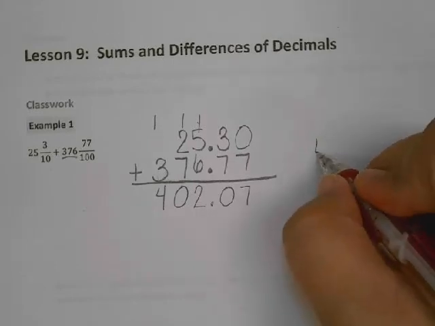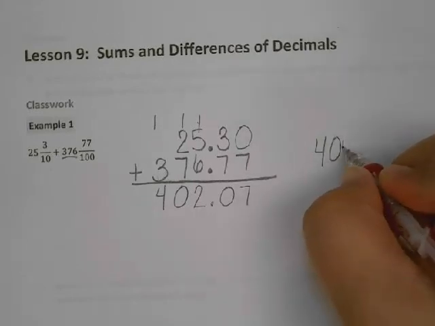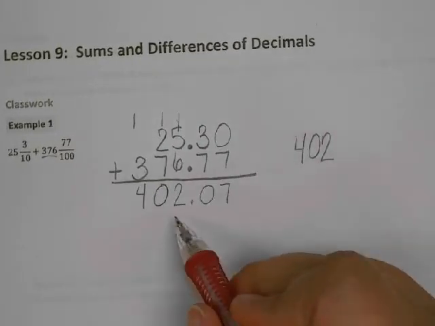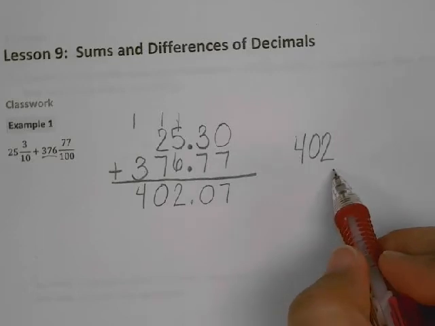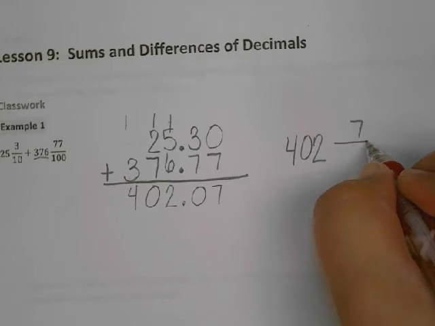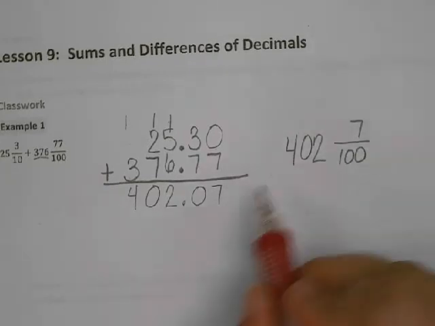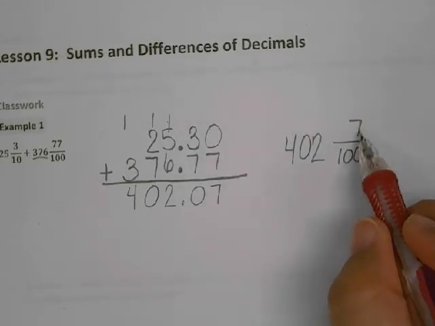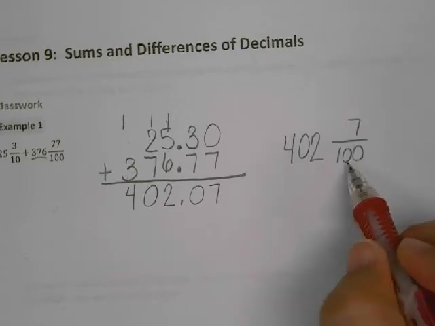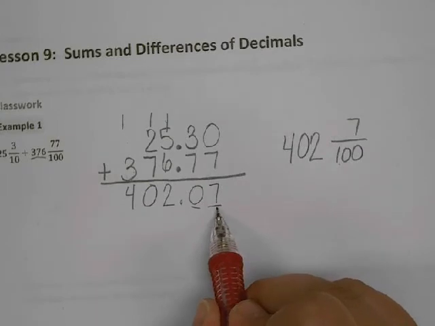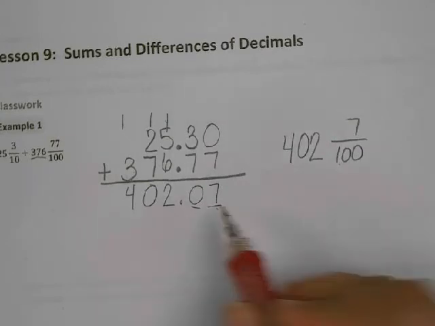7/100. So if I wanted to write that as a fraction, I'm going to keep my whole number the same, and then I'm going to put my decimal as a fraction. Because the 7 is in the hundredths place, I'm just going to write 7. If you put 0, 7, that's fine. But I know that I have to have 100 on bottom because the 7 is in the hundredths place.